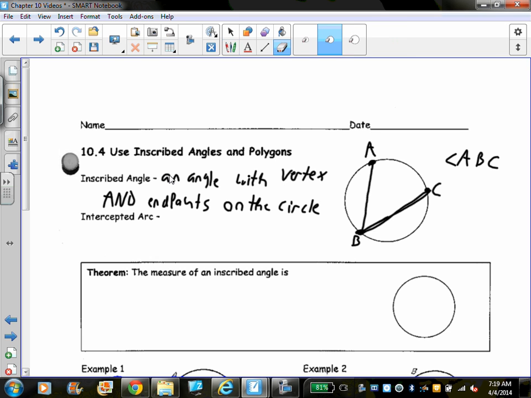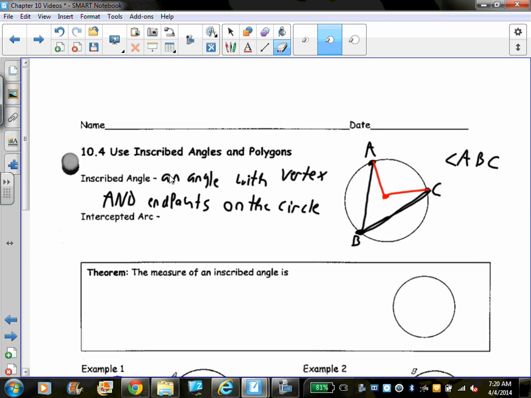This should be compared to a central angle, which you learned about last section, which has its vertex at the center and then opens up out there. So this is a new one. The one that I drew in black is the inscribed angle.